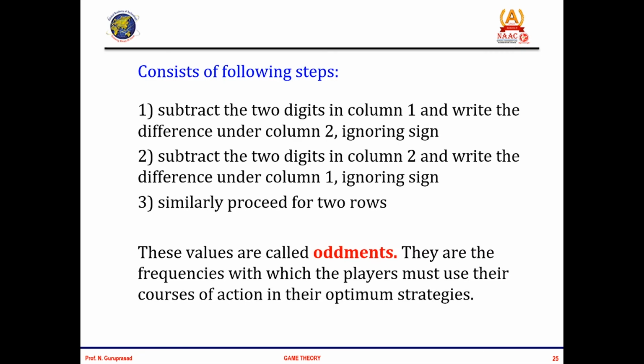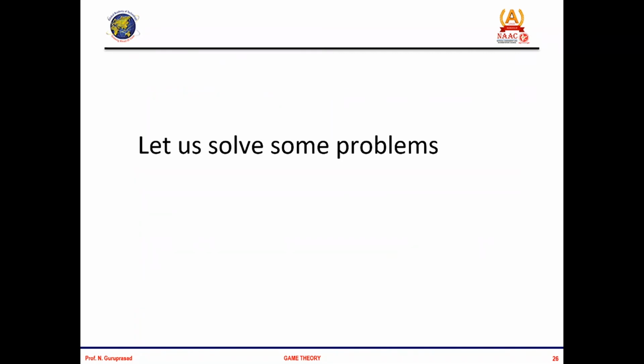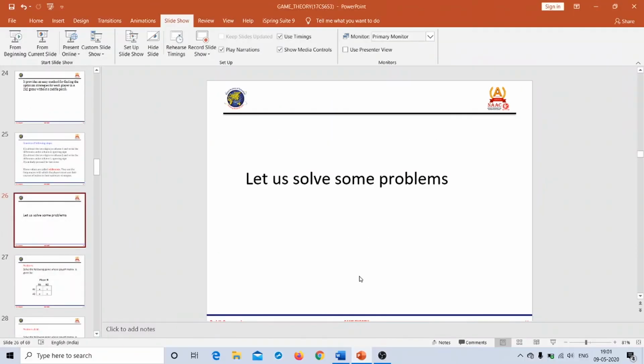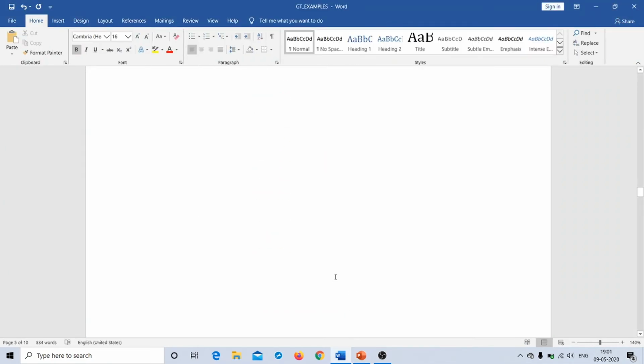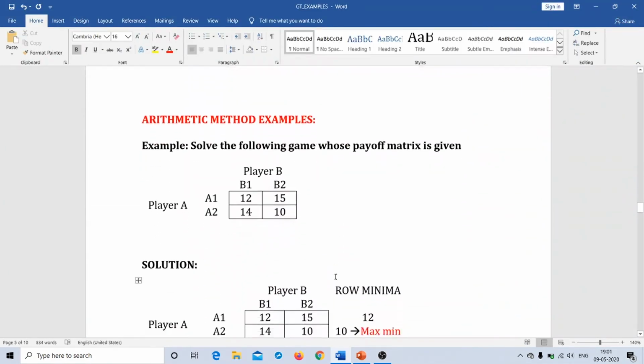So just go through the 3 steps that I have written. So these values are called oddments. They are the frequencies with which the players must use their courses of action in their optimum strategies. So keeping these 3 points in mind, let us proceed to find out the strategy and the value of the game using the arithmetic method. So I go back to my Word file, and this is my arithmetic method, right?